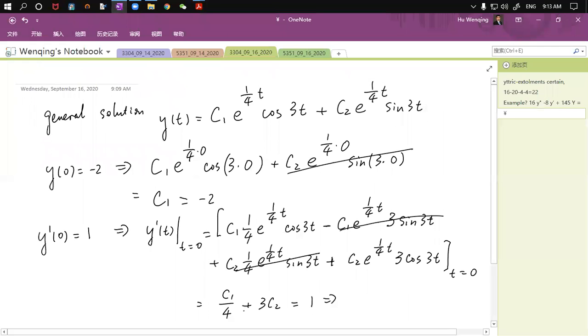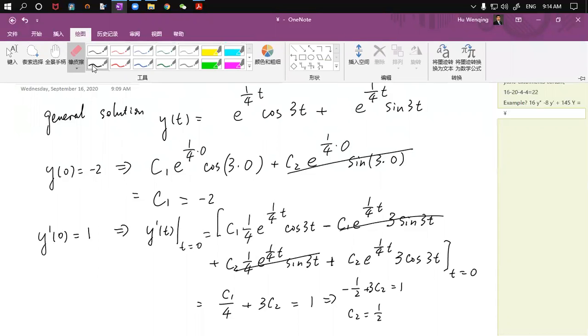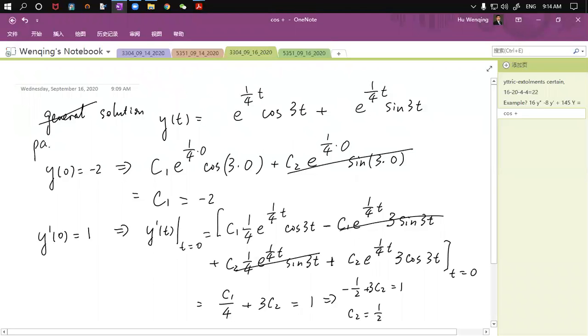So C1 is -2, so that's -1/2 plus C2 multiplied by 3 is 1. So C2 is equal to what? C2 is equal to 1 over 2. So the solution is C1 is equal to -2, right? It means that we don't need this C1, C2. Instead of a general solution, now it becomes a particular solution, where C1 is determined to be -2 and C2 is 1/2.